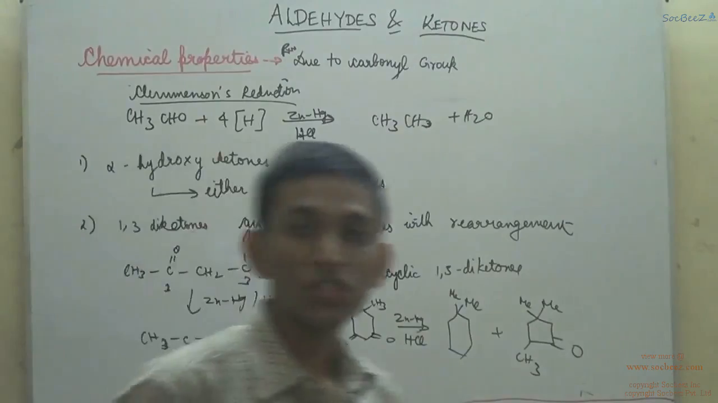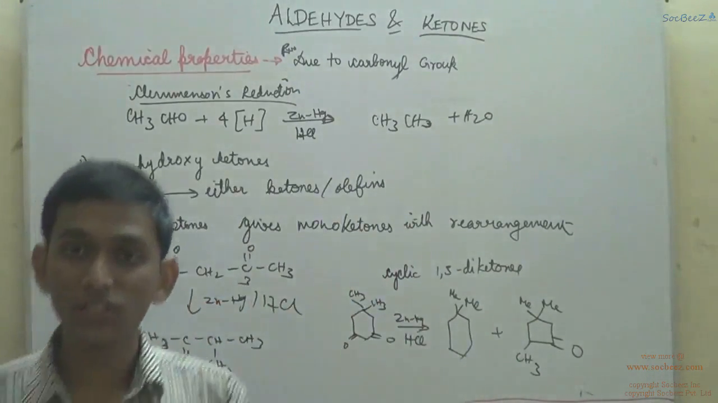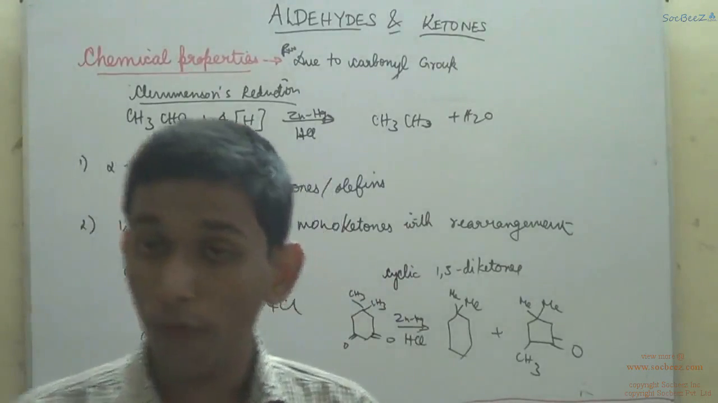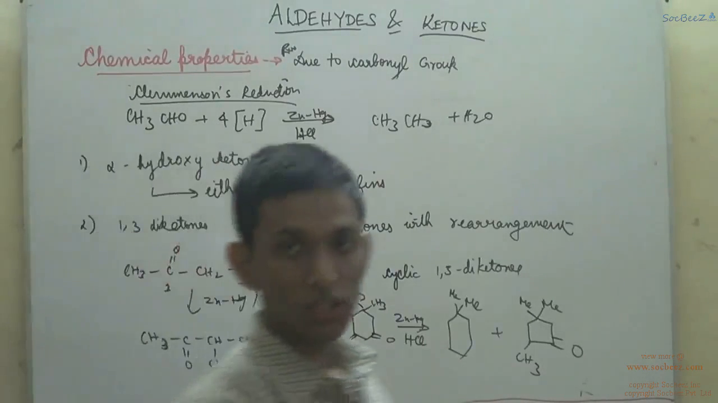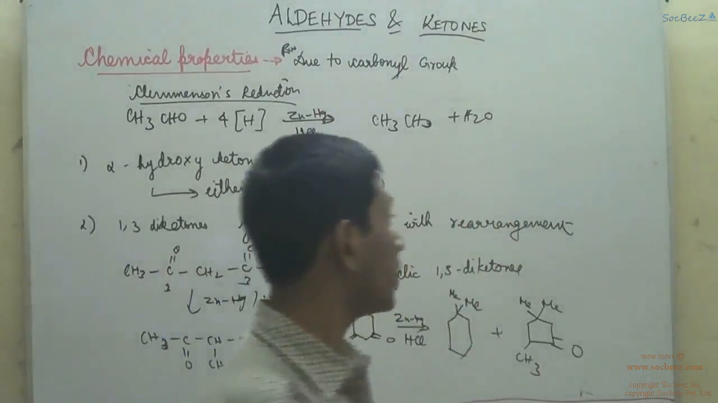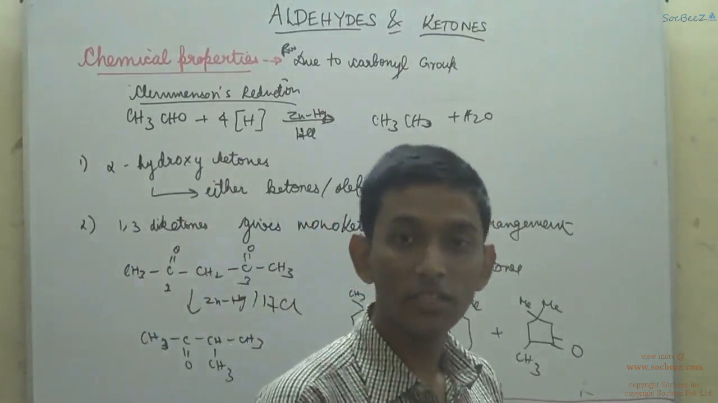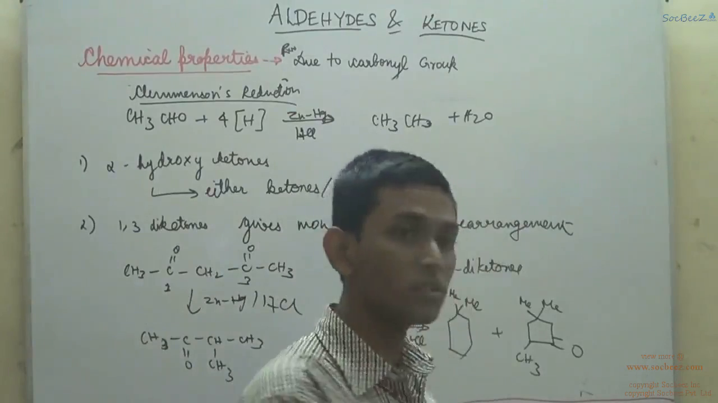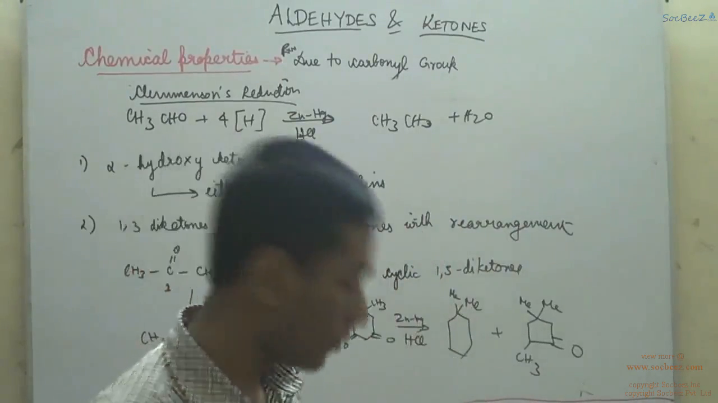So this Clemmensen reduction is very much useful for introducing straight chain alkyl groups without any rearrangement in aromatic rings by acylation and then reduction. So in case of aromatic ring, if you want alkylation or even acylation, this Clemmensen reduction is very much useful for introducing an alkyl group into an aromatic compound.